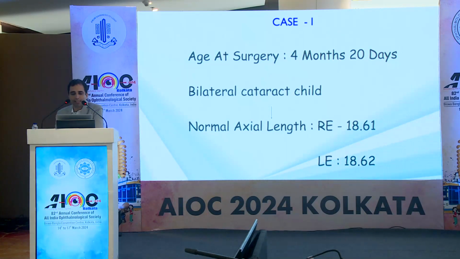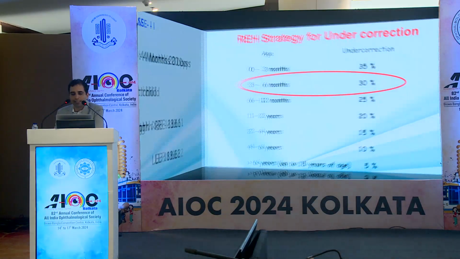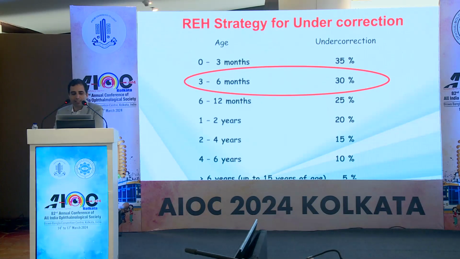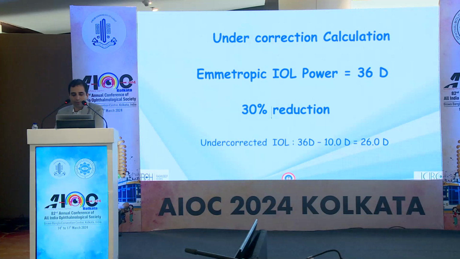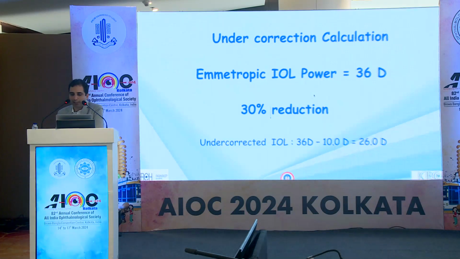So let's take this case for example. Age of surgery of this child was 4 months and 20 days, bilateral cataract, and had normal axial length for the age, 18.6 millimeters in both eyes. So keeping that in mind, less than 6 months, we did the calculation and did a 30% undercorrection. The emmetropic power was 36, so 30% reduction would mean about a 26 diopter power, which we implanted in both eyes of this patient.